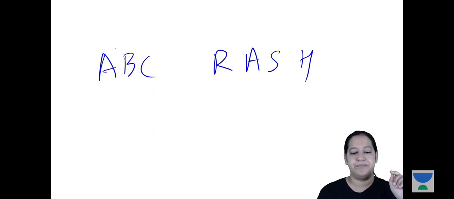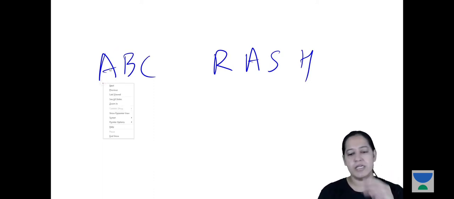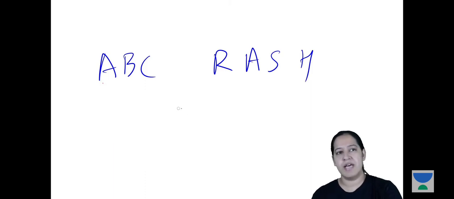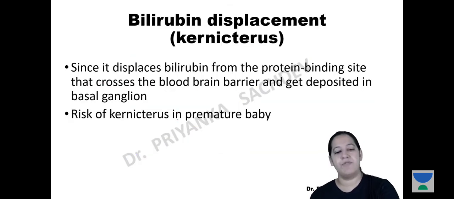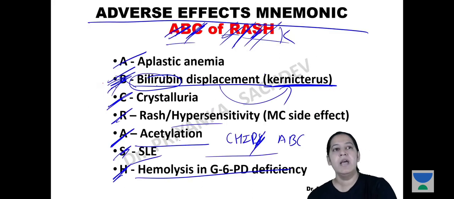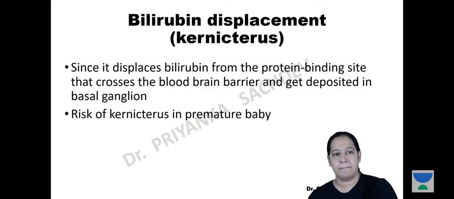So A. What does A stand for? A stands for aplastic anemia. Okay, let me see. Aplastic anemia. Okay, I will try again.